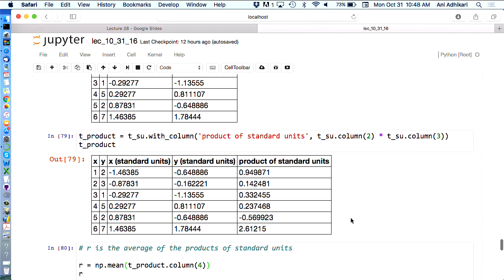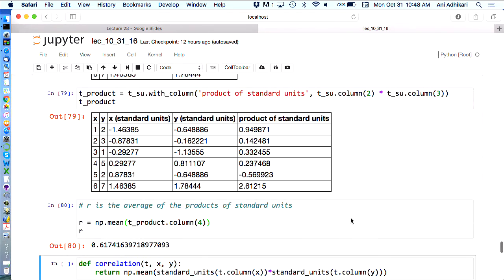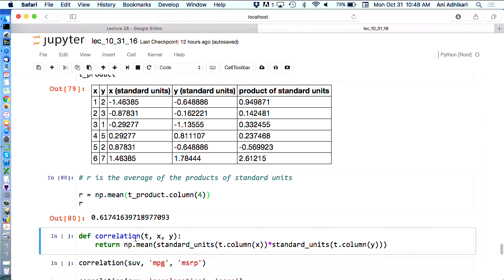Now we're going to want to calculate correlations over and over again. And so what I've done is here's another one of our own definitions. The correlation as a function, T is a table. X and Y are the two columns. And it returns the correlation. So what does it have to do? Well, it needs to convert stuff to standard units. So it extracts the column X, converts it to standard units, extracts the column Y, that's an array, converts that to standard units, multiplies, and takes the mean.